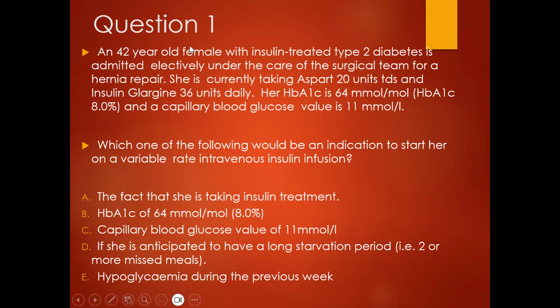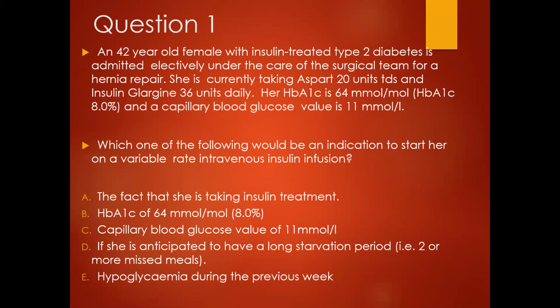Question number 1: we have a 42-year-old female with insulin-treated type 2 diabetes. She's admitted electively under the care of a surgical team for hernia repair. Currently she is taking aspart 20 units TDS and insulin glargine 36 units daily. Her HbA1c is 64 millimole per mole, which is around 8%, and she has a capillary blood glucose value of 11 millimole per liter. Which of the following is an indication to start a variable rate intravenous insulin infusion?